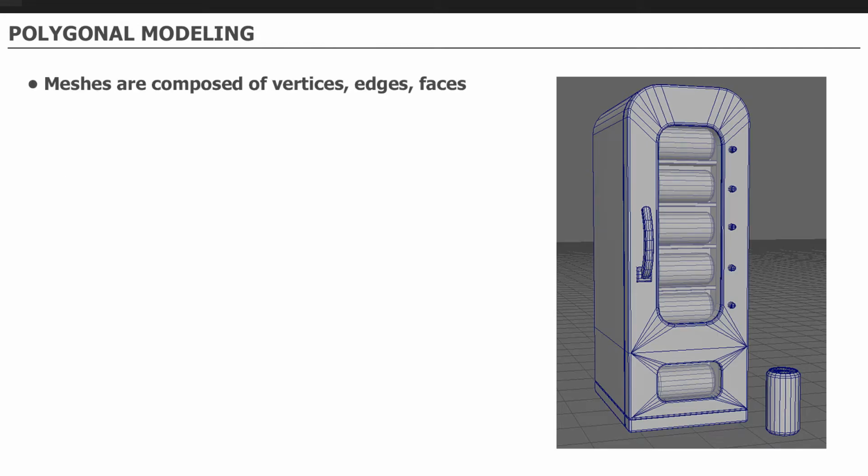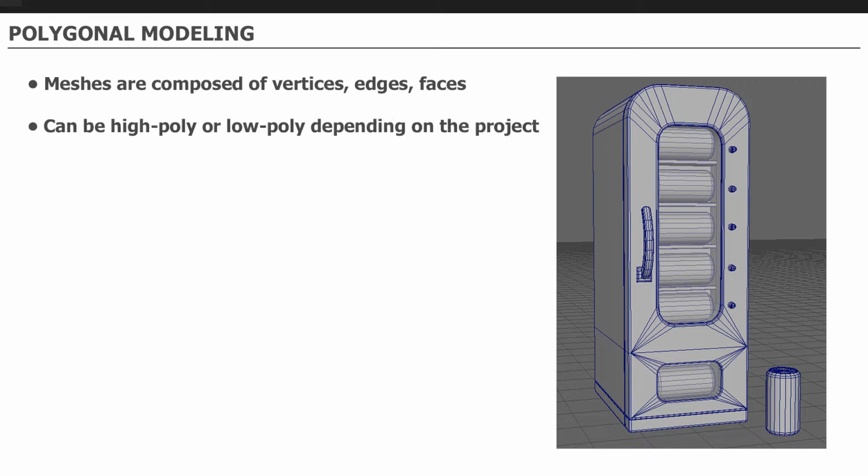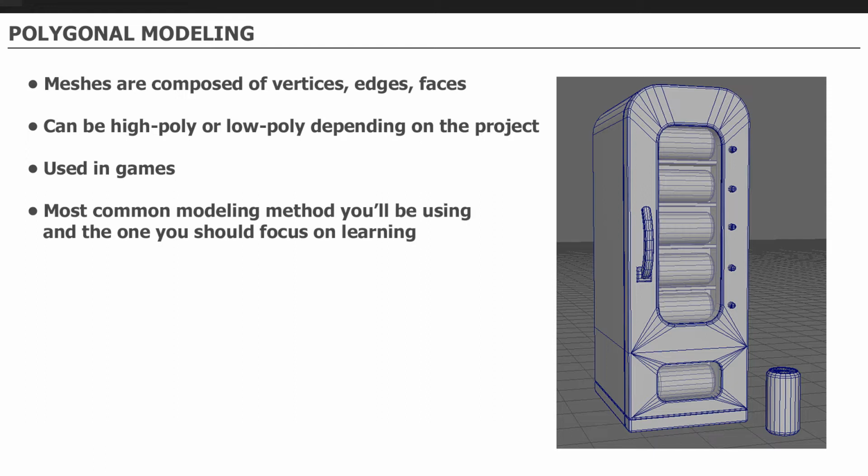In polygonal modeling, meshes are composed of vertices, edges, and faces. They can be high poly or low poly depending on the project and depending on your output. Polygonal modeling is what's used in games. And if you are going into games or you are working in games, then polygonal modeling is what you are using. This is the most common modeling method you'll be using and the one you should focus on learning.